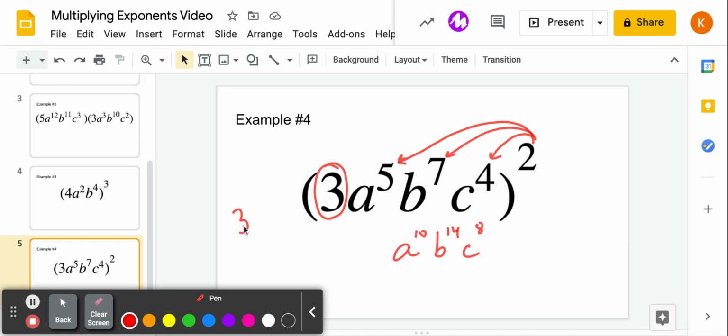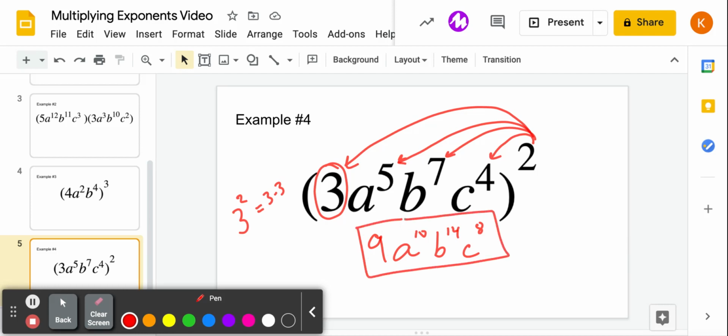Next, say the coefficient. Say it, 3 raised to the 2nd power means 3 times 3, and I think everyone knows coefficient is 9. So expanding this out using the rules of exponents, it turns into 9, a to the 10th, b to the 14th, c to the 8th.